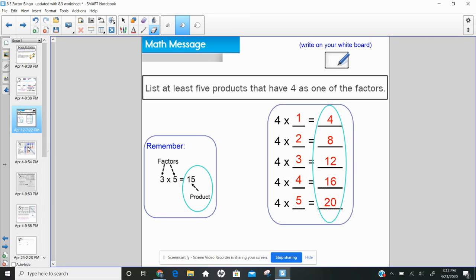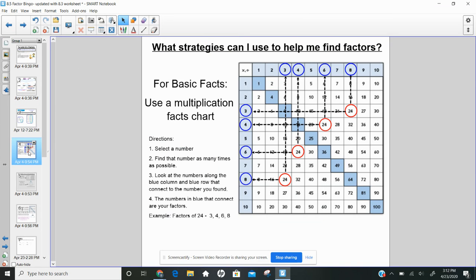Okay? And so we're going to be looking at both what is the factor and what is the product today. One strategy that can help me is to think about the basic facts. And again, we want to be able to know these, but if you don't know them, you can use a multiplication facts chart. You select one number, like 3, and you find that number as many times as possible. Oh, if you see 24, 24, 24, you find the product, and then you can find the factors to go with it. So 24 is 8 and 3.